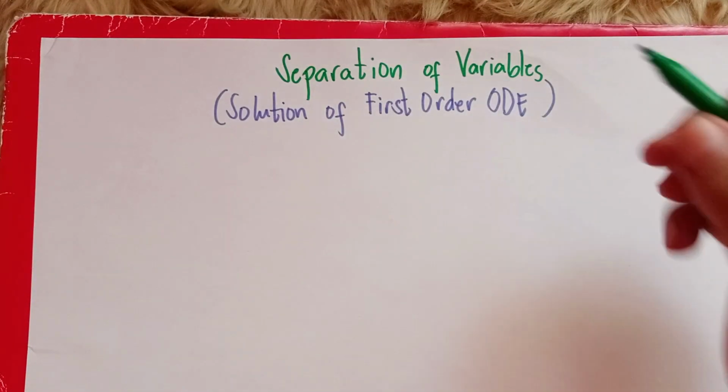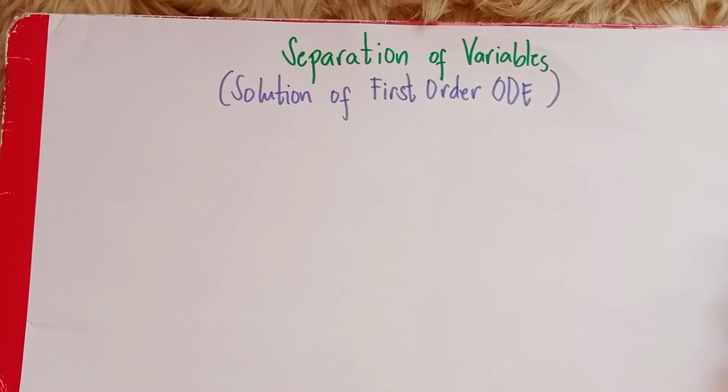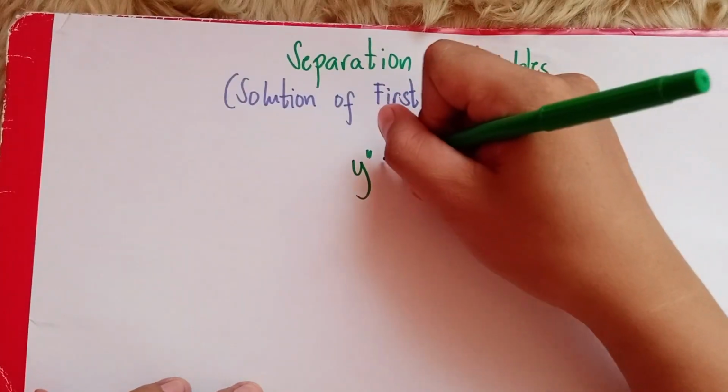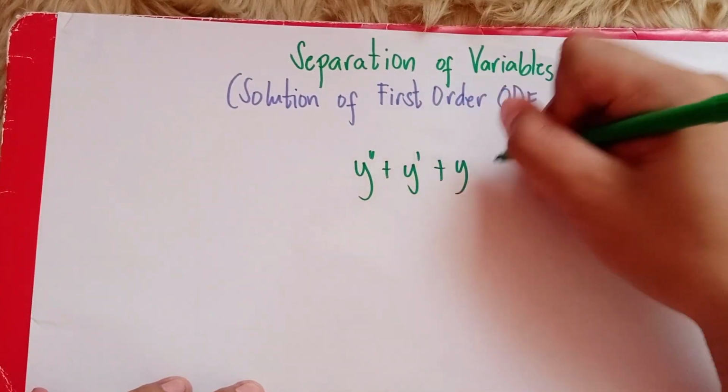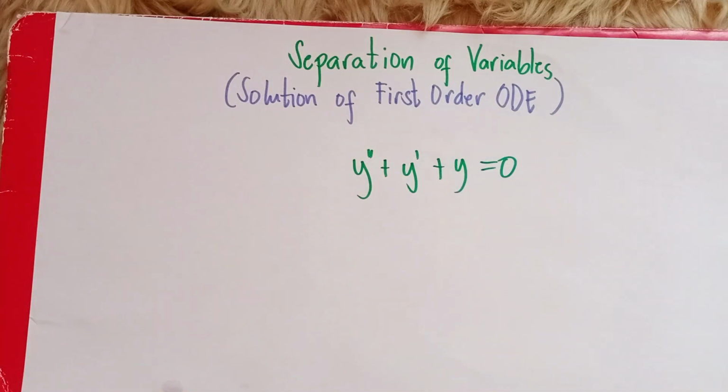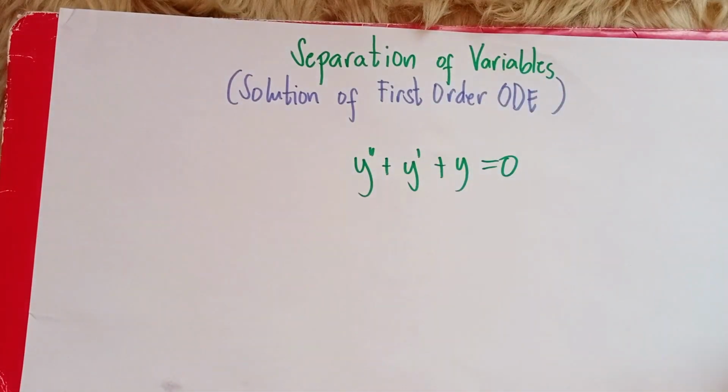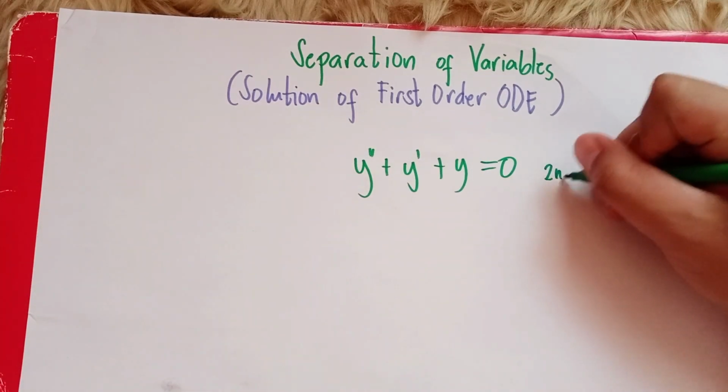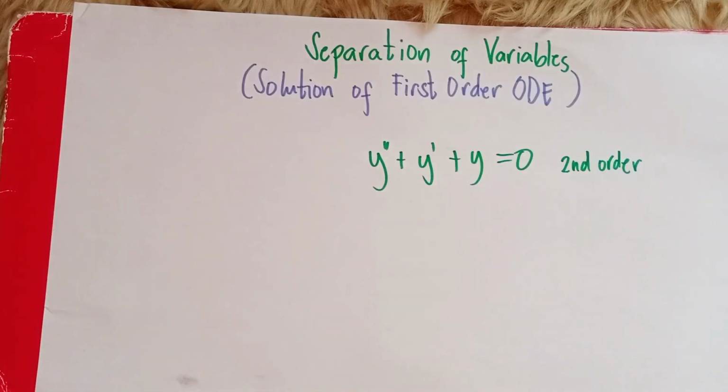So paano ba malalaman yung order ng ating differential equation? So yung order ng differential equation natin mga boss is the highest derivative of our differential equation. Say for instance mga boss, for example, we have y double prime plus y prime plus y equals 0. So, ano po ba yung order ng ating differential equation? Kung titingnan natin mga boss, the highest derivative is 2 or the second derivative. So, yung order po ng ating differential equation is nasa second order. Ganun lang po yung pag-identify ng order.